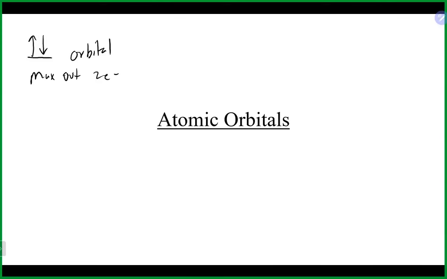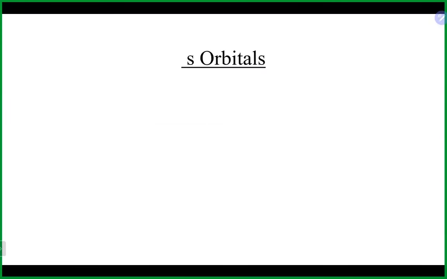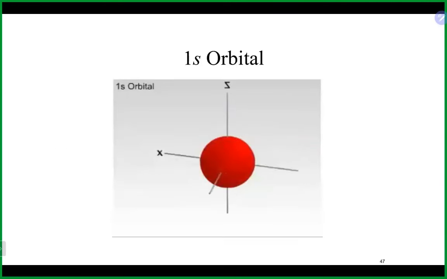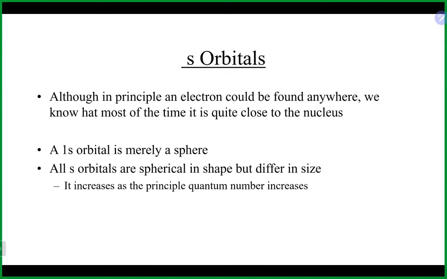So let's take a look at each of these. We'll start with the s orbital. The s orbital is merely a sphere, and s orbitals begin at the n equals 1 level. So the first energy level, the one closest to the nucleus, has only an s orbital. It's sometimes referred to as a 1s orbital, the 1 meaning it's on the first energy level, and the s meaning it's an s orbital.